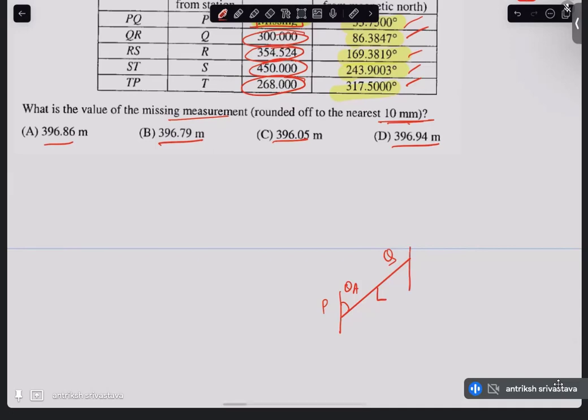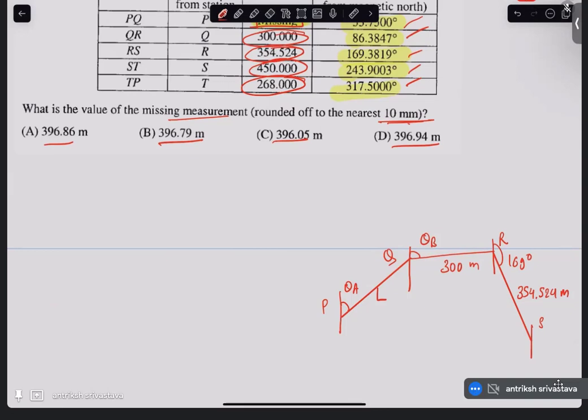Now from Q we move to R with an angle of 86, so it is not 90 degrees, so it is also going to be something like this. So this is our R, this is theta B. All right, from R to S we move at an angle of 169 degrees, and this length from Q to R is 300 meters. From R to S is 354.524 meters, and this is S.